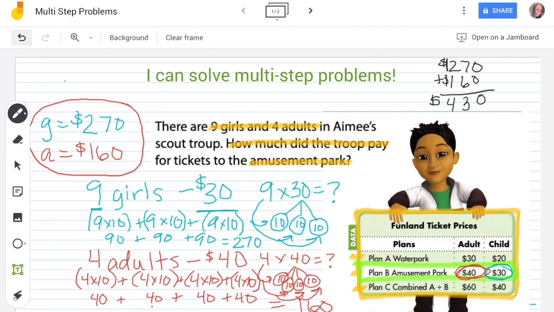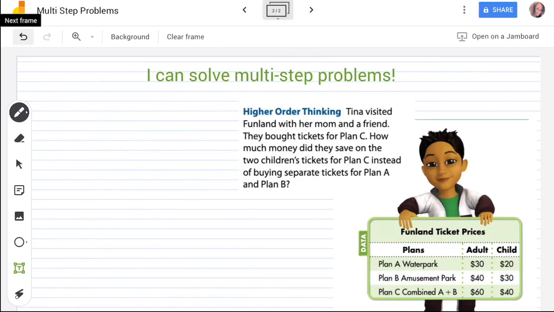How much money did I spend, or I'm sorry, how much money did Amy's Scout Troop spend on the amusement park tickets? $430. So the answer to this problem is Amy's Scout Troop spent $430 on the amusement park tickets. Great job. Now let's take a look at a different problem.